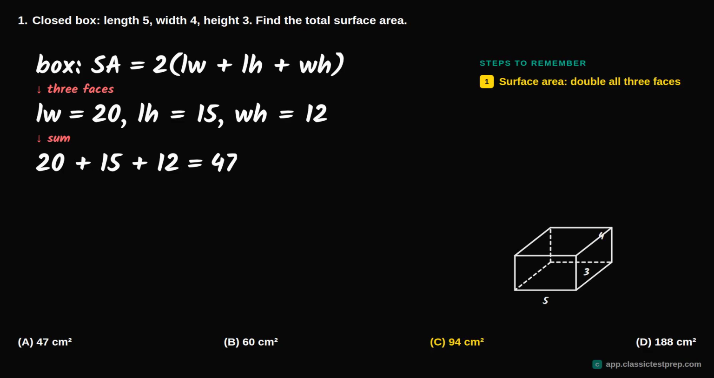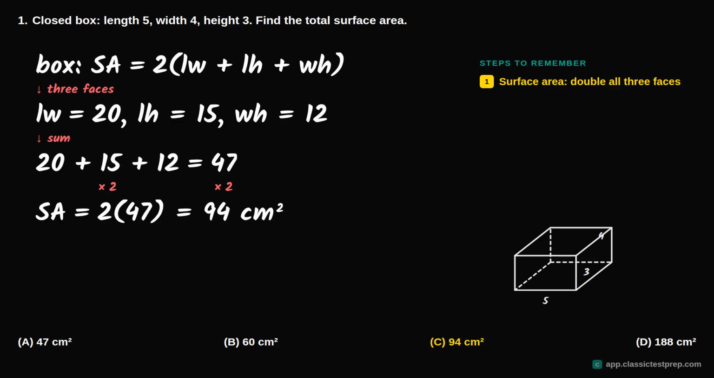So we have one face has an area of 20, and then we have 2 identical faces. So 20 is the area of 2 faces, so we have 40. And then we do the same thing, so 4 times 3. One of the faces has an area of 12, so 2 of the faces have an area of 12. And so we have 2 times 12.